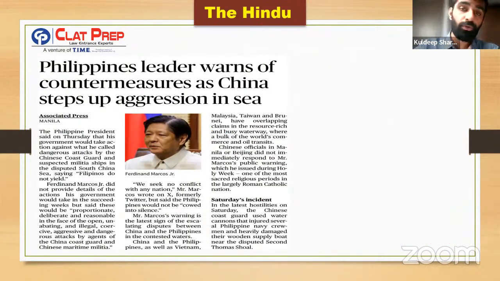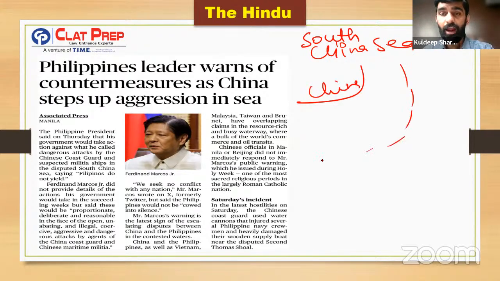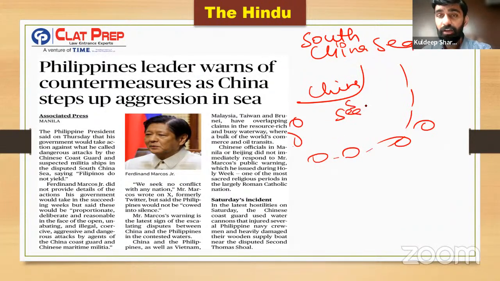Now, let's come to the last news item for today, which is regarding the Philippines and China's dispute. If you may know, on the south of China there is the South China Sea. If I draw the map, if this is China, there are certain countries here, Japan, etc., and certain countries here: Indonesia, Malaysia, Vietnam, Laos, etc. And this is the South China Sea.